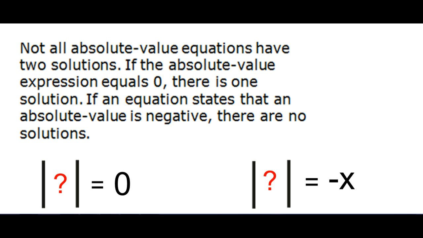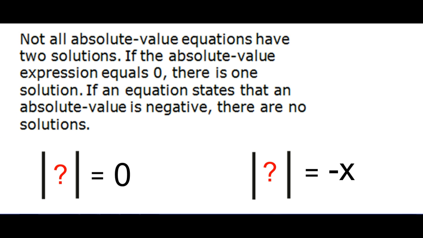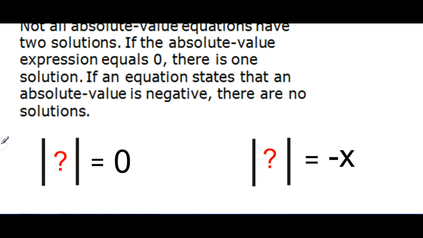Okay? Not all absolute value signs are going to give you two equations. Most of the time they will, but not all of the time. Here are the two times that they will not. If the absolute value of something is equal to 0, think about it. The absolute value of what will give me 0? Just 0. It's not like a positive 0 or a negative 0, just 0. So in this case, you will only get one answer.